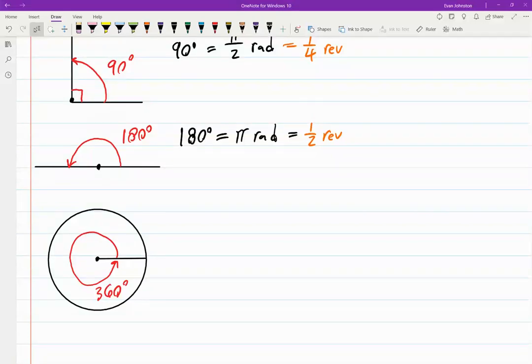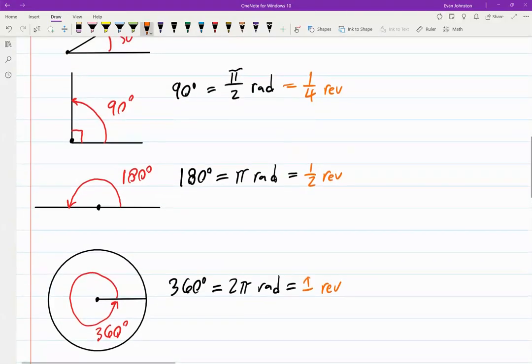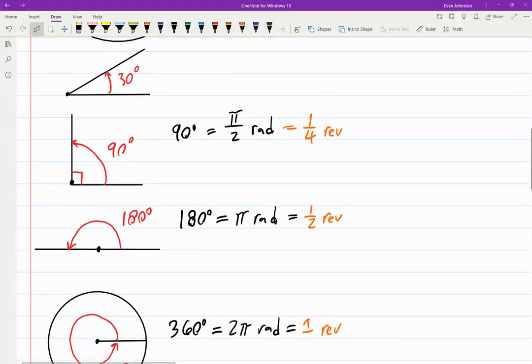Now we can go to our last one here and we can see that we obviously are going a full circle. We have 360 degrees, and we've already answered this one. This is 2 pi many radians, which means that we have 1 revolution. This is an interesting way to think about 3 different ways of describing the same angles that something is moving through a circle. And now we can come up and actually do this 30 degree one.